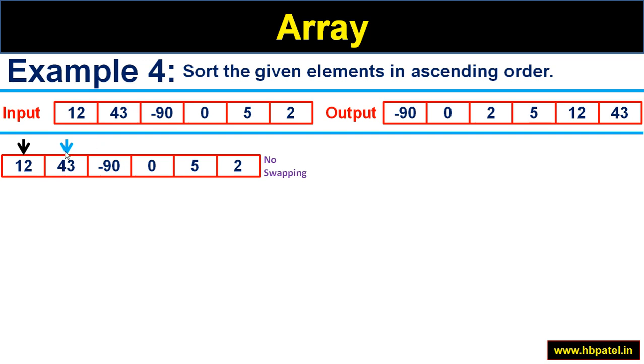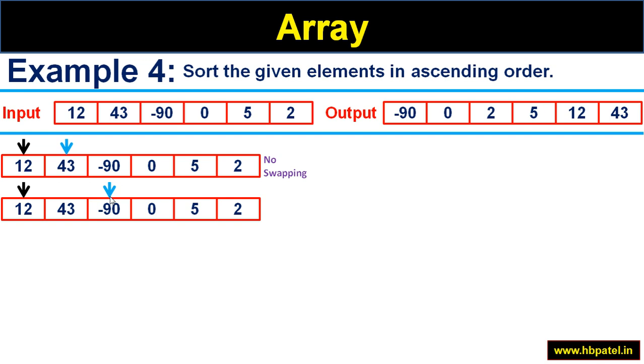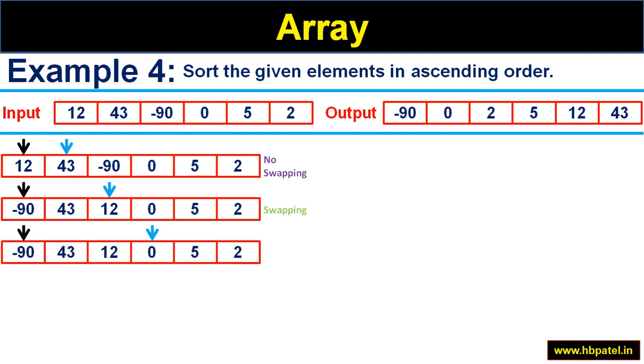In that case, what do we do? We increment the blue pointer. So now the blue pointer is over here at minus 90. Now let us compare minus 90 with 12. Yes, the blue pointer contains the number which is smaller than the black pointer. So in this case these two numbers are to be swapped. Minus 90 will go here, 12 will go here. So after swapping you can see now minus 90 is over here and 12 is here. Then the blue pointer is incremented by 1.